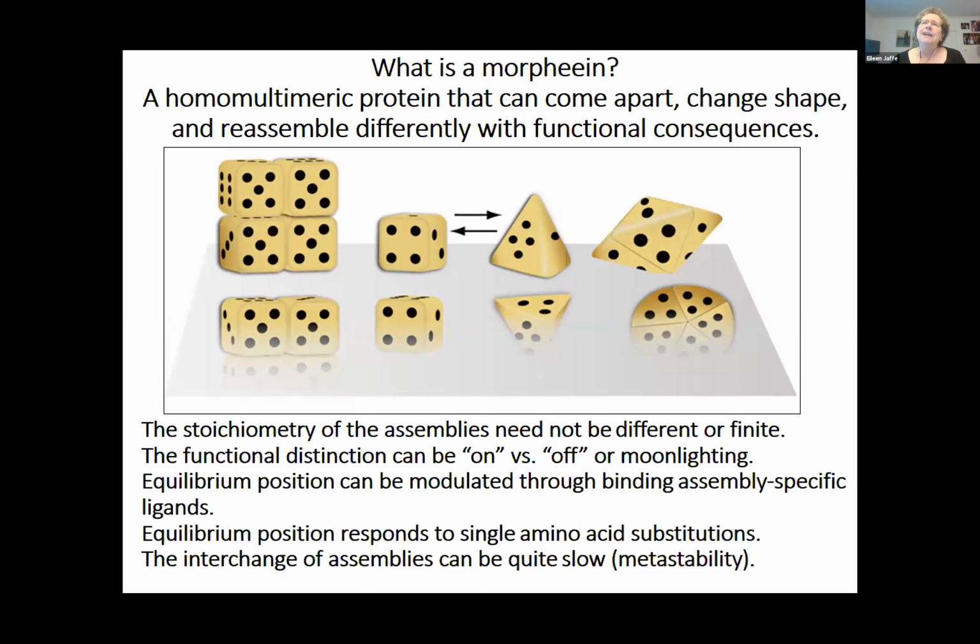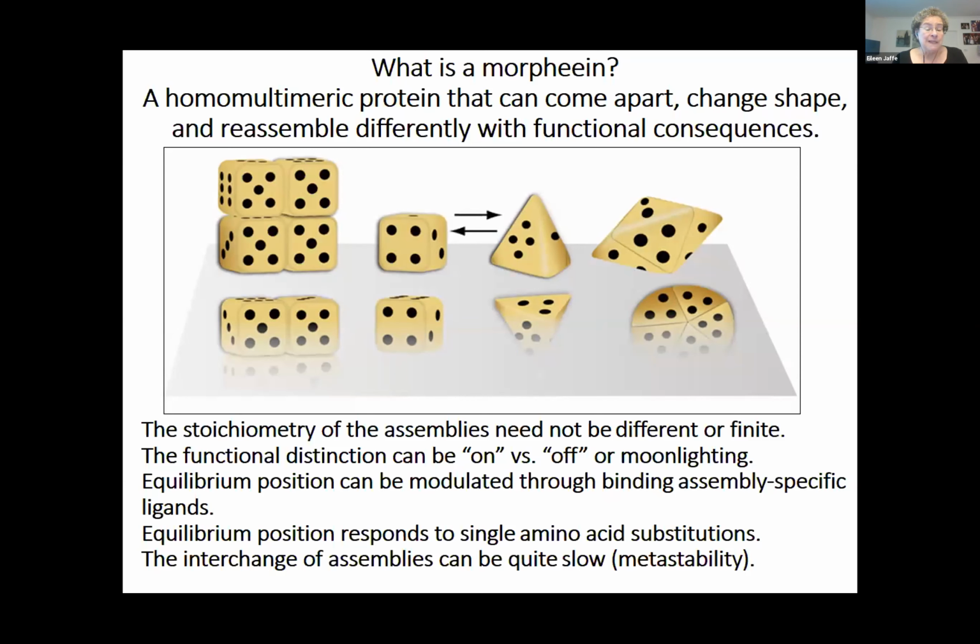Yesterday, we heard a lot about filament formation. And it is true that the structure of the individual components of a filament may be the same in the filament and not in the filament, or they may be different because they had to undergo a conformational change. The functional distinction could be like our PBGS system, on versus off, or they could be moonlighting functions, and Connie's going to talk about moonlighting.